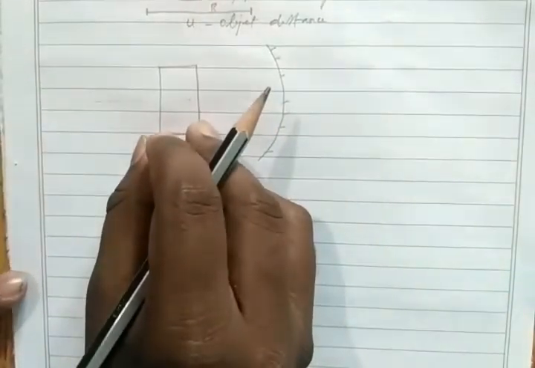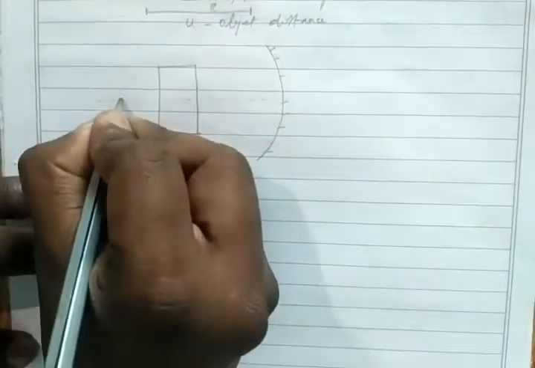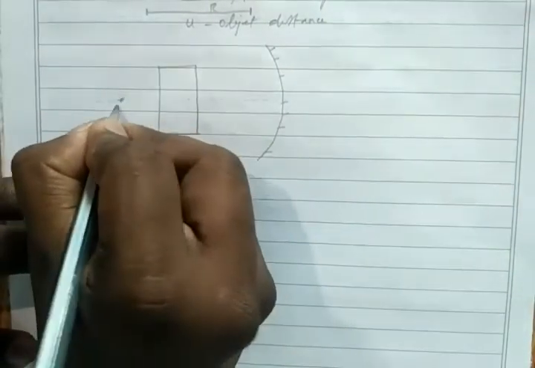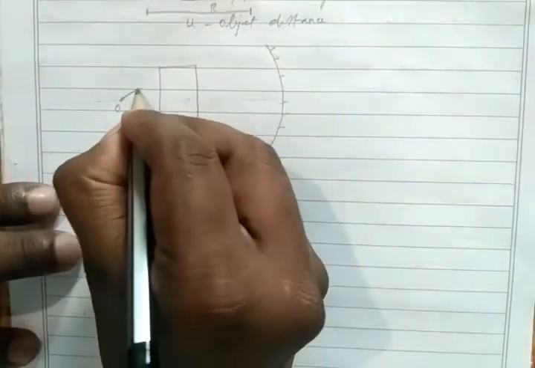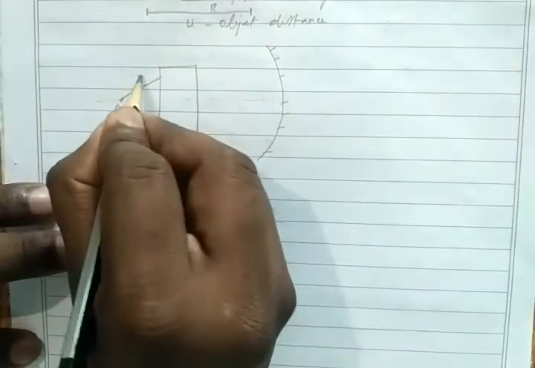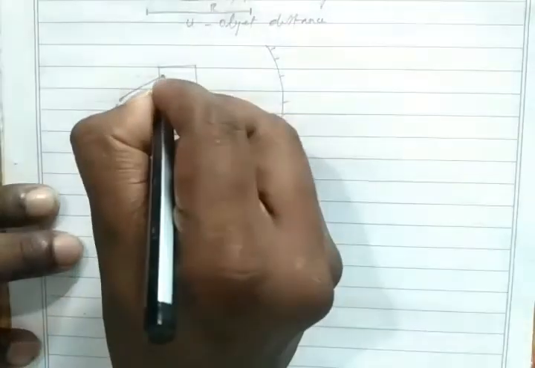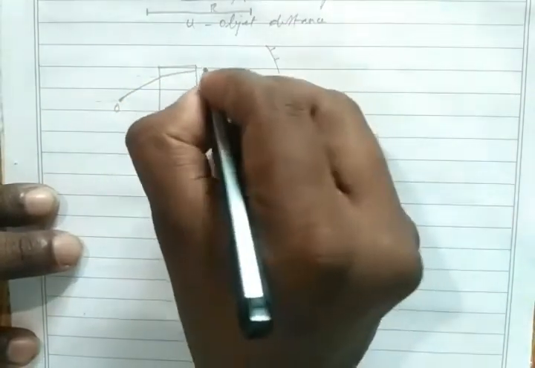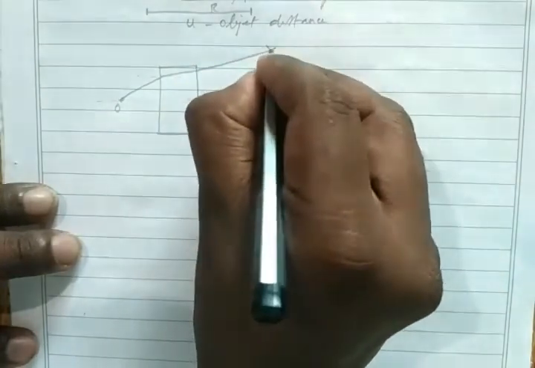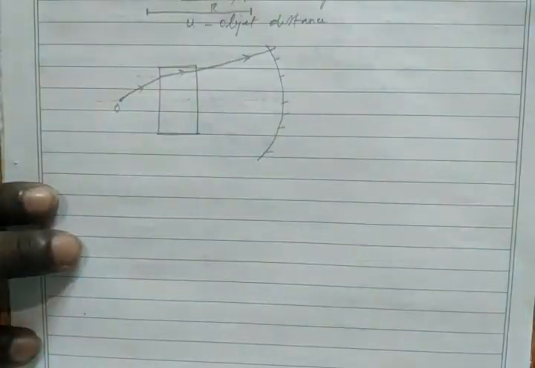So here we have one glass slab and one concave mirror. Object is placed here. Okay, so light is coming from the object and it falls on the glass slab and then on the mirror. Then it gets refracted. When it is coming out, it gets refracted again and it falls on the mirror.